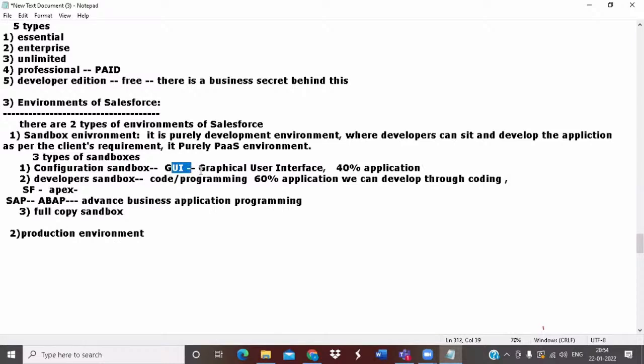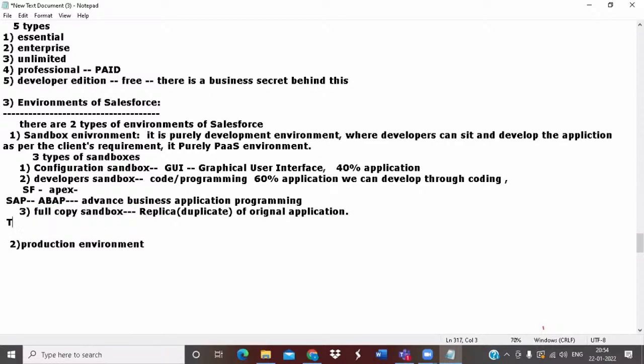After completion of developing the application, we have to go for the full copy sandbox. What is the full copy sandbox? Full copy sandbox contains the replica, a duplicate copy of the original application. Replica means duplicate, not dummy. Tell me why we need to place a duplicate copy of the original application in the full copy sandbox? It is for testing purpose.